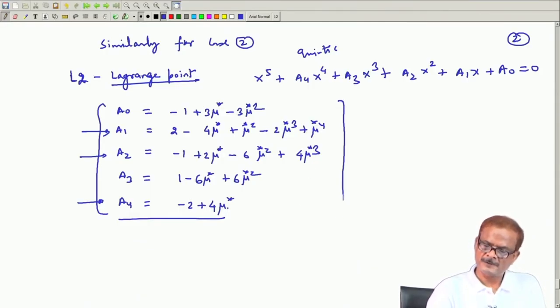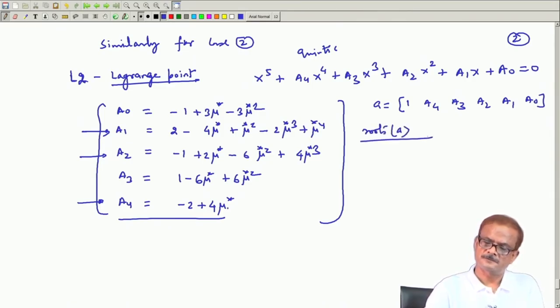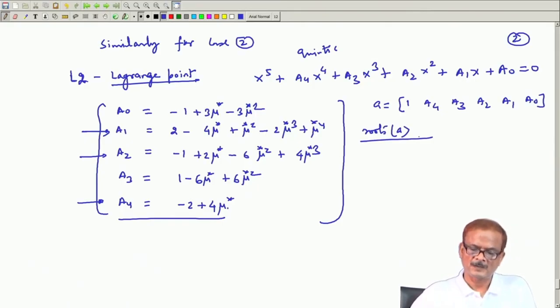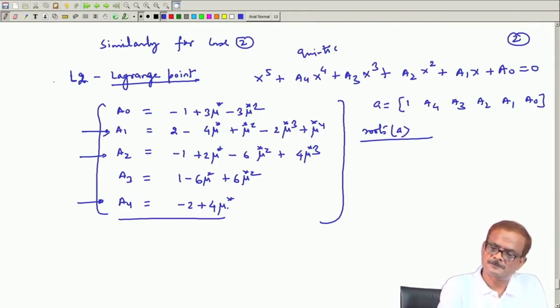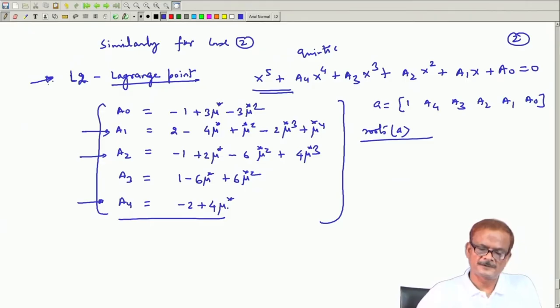Again you have to devise the same trick: define a as a vector in MATLAB, where you write 1, a4, a3, a2, a1 and a0, and then find the roots of a. This will list all the roots corresponding to this quintic, and out of that you will choose the positive value, and that will correspond to the Lagrange point L2.